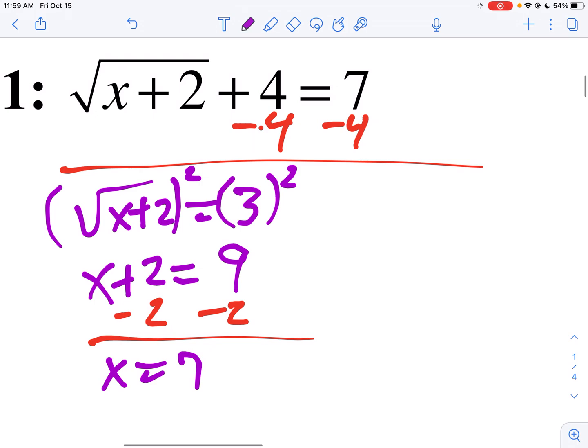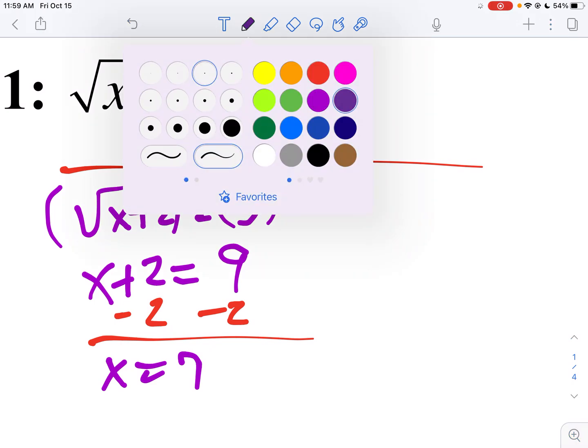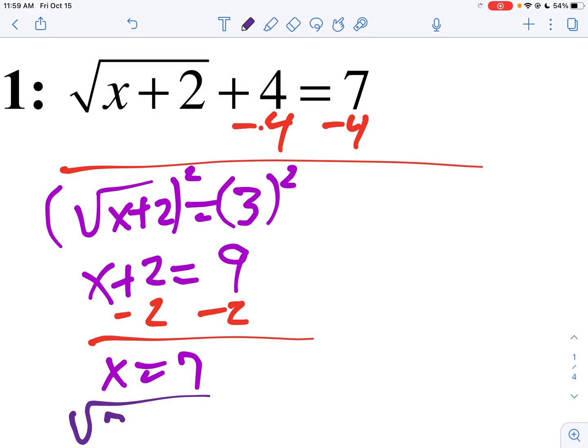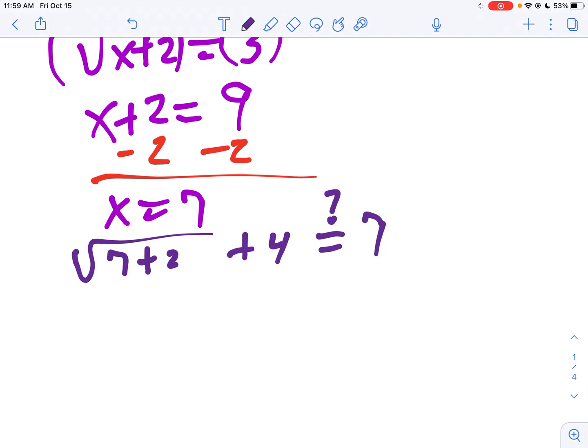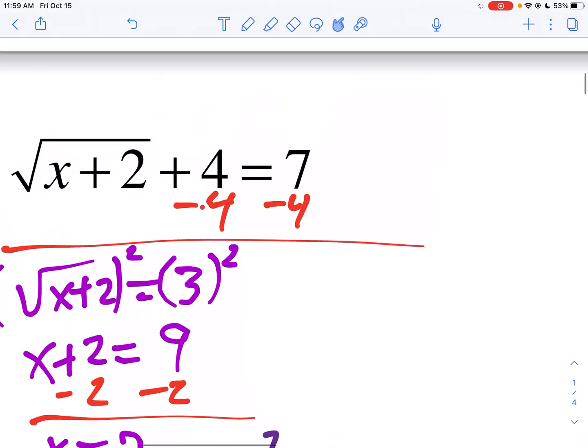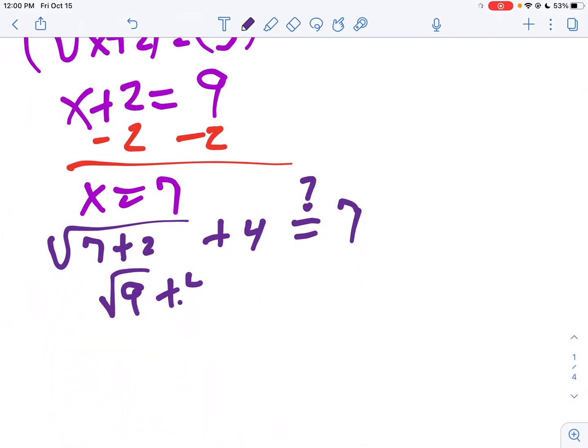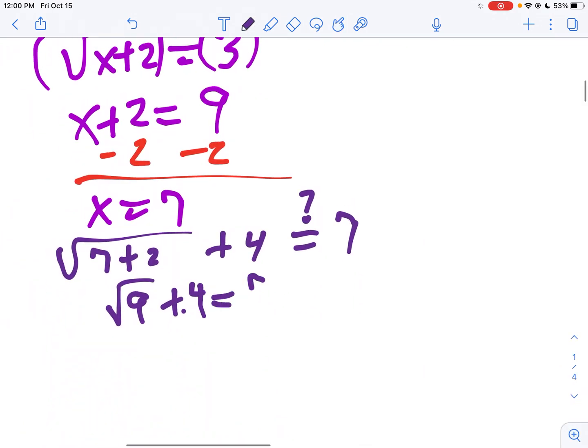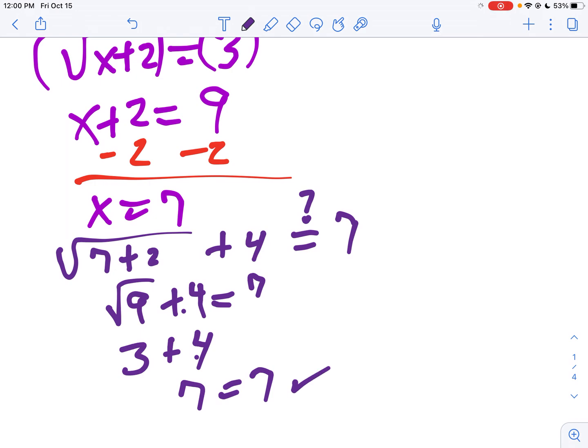So I'm going to say the square root of 7 plus 2, plus 4, does that equal 7? Well, we're going to find out. 7 plus 2 is 9, so the square root of 9 plus 4 equals 7. Well, that's 3 plus 4, which is 7. So it does check. So my answer is indeed x equals 7.